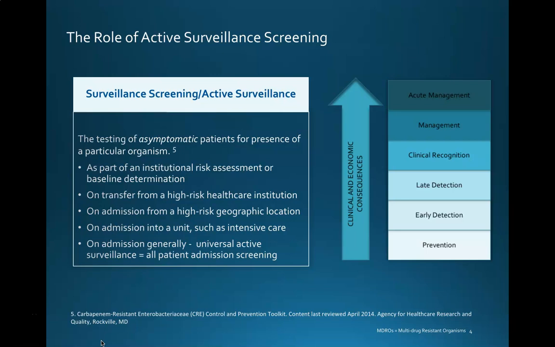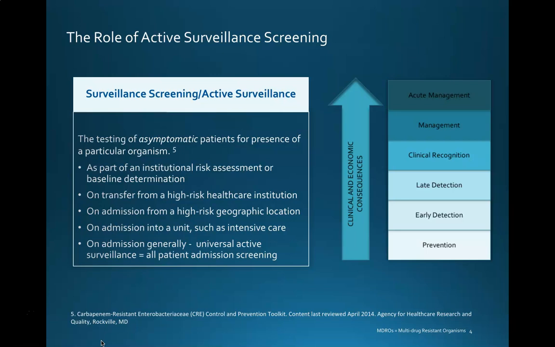So as far as the role of active surveillance screening is concerned, active surveillance can be used in a number of ways. And when I refer to active surveillance screening, I'm referring to the testing of asymptomatic patients for the presence of a particular organism. So this is before patients have exhibited any signs or symptoms of infection.